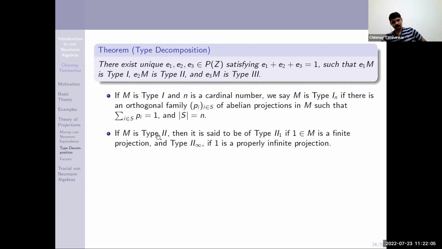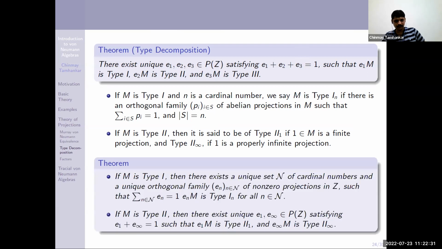And if M is of type 2, then it is said to be of type 2-1 if the identity projection is finite, and it's said to be of type 2 infinity if the identity projection is properly infinite. Similarly, we can divide type 3 algebras further into parts, but that is very difficult to do, so we will not do that. But now we have this further type decomposition.